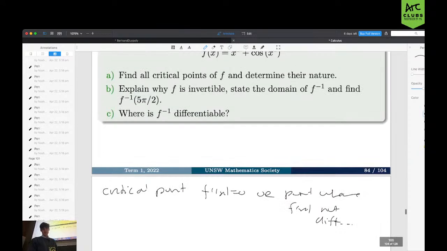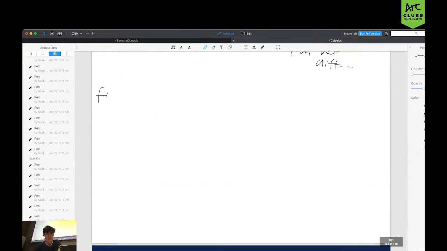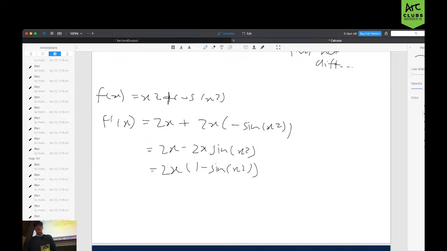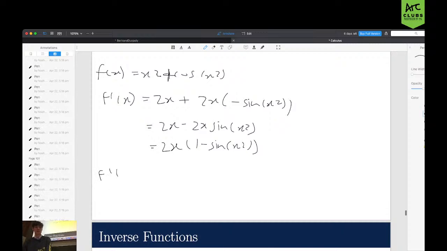So we know that f of x equals x squared plus the cosine of x squared. Just applying various differentiation rules, this is just going to be 2x. Using chain rule, this is going to be 2x, and then derivative of cos is negative sine, so negative sine of x squared. So this gives us in the end 2x minus 2x sine of x squared. Right, and we can just quickly factor out that 2x, and we get 1 minus sine of x squared. So now we want to solve for wherever f dash of x equals 0. So that means where 2x times 1 minus sine of x squared equals 0.